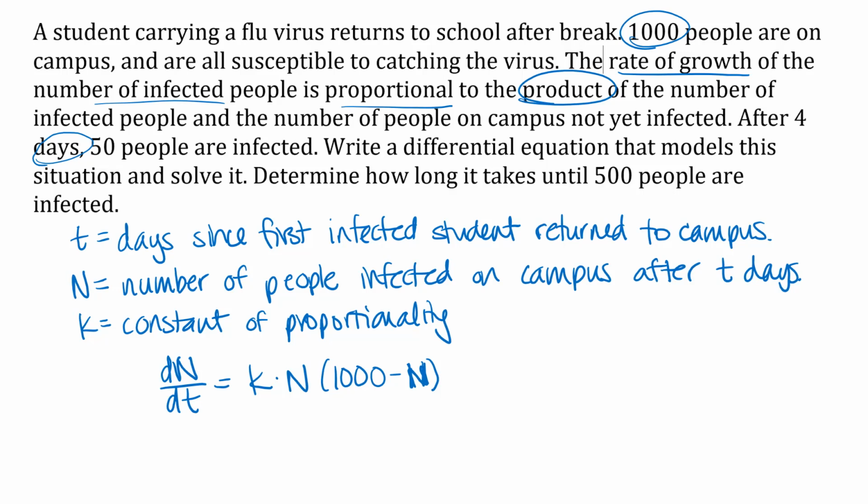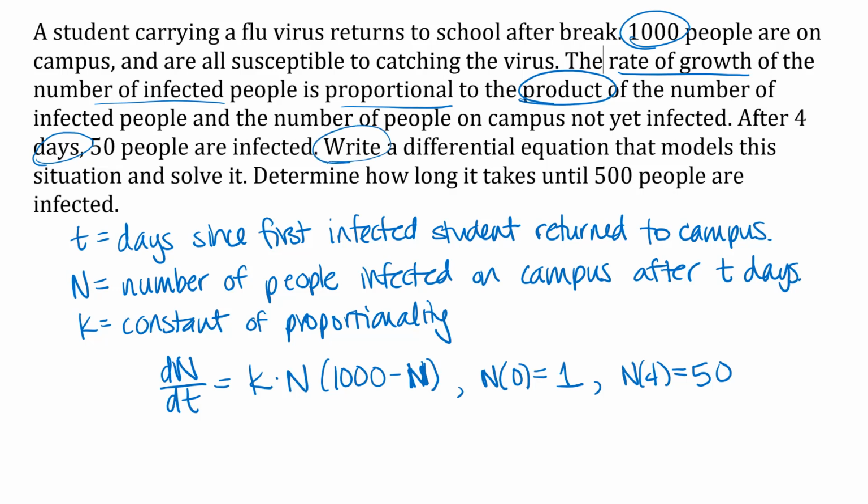All right, so then we have some other data values here. We have an initial condition. We have at t equals 0, one student is infected. And then after 4 days, we have 50 people infected. So we also have another condition here, not really an initial condition, but another condition that at t equals 4, we have n equals 50. All right, so there's our differential equation and initial conditions.